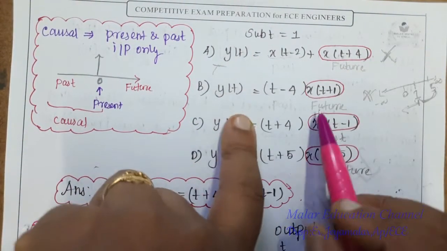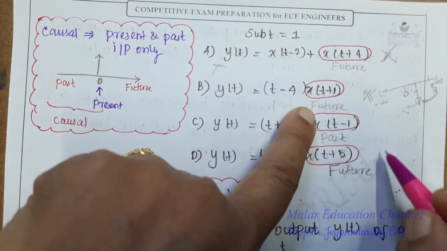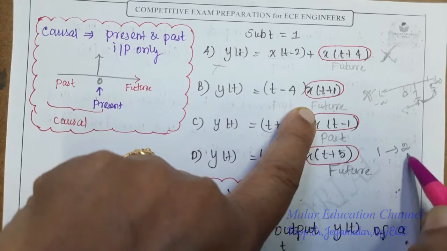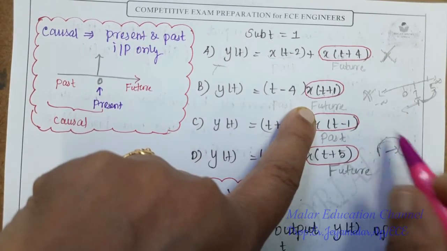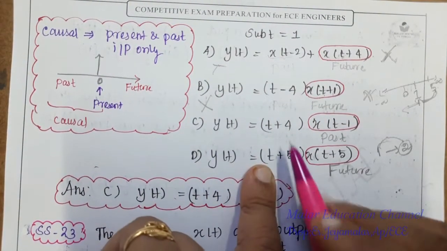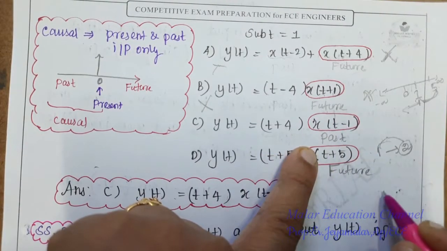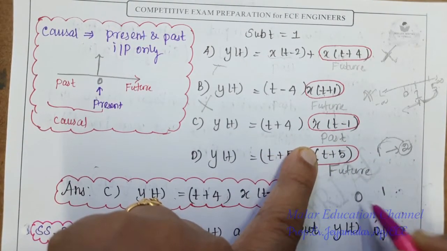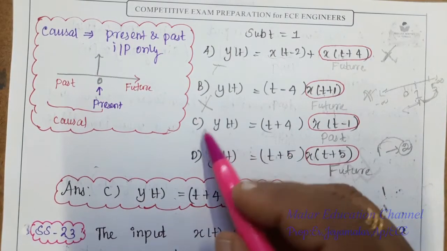Move to the second option. When substituting 1, the answer is 1 plus 1, which is 2. We get the answer as 2, which is a future value of 1, so this is not a causal function. So option B is also wrong. Move to the third option. When substituting 1, 1 minus 1 is 0. Comparing 0 and 1, 0 is a past value of 1, the backside value. So the correct answer is C.